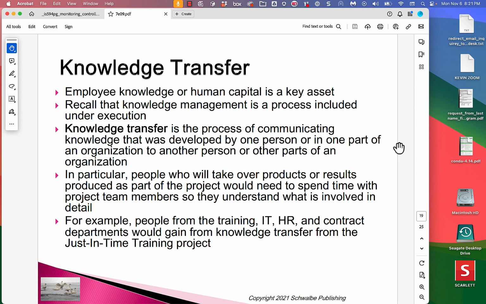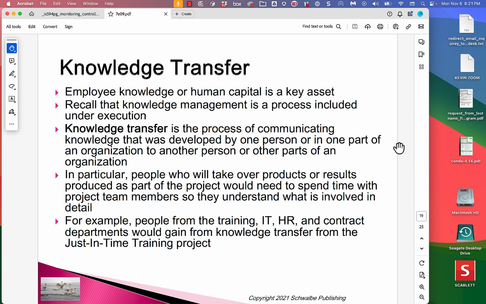And then, of course, you have to think about knowledge transfer. Employee knowledge or human capital is a key asset. Recall that knowledge management is a process included under the execution process. Knowledge transfer is the process of communicating the knowledge that was developed by one person or in one part of an organization to another person or other parts of the organization. This is when you consider that it's the nature of projects to develop a product or service and then hand them off.